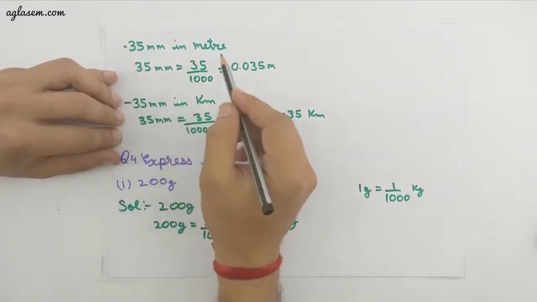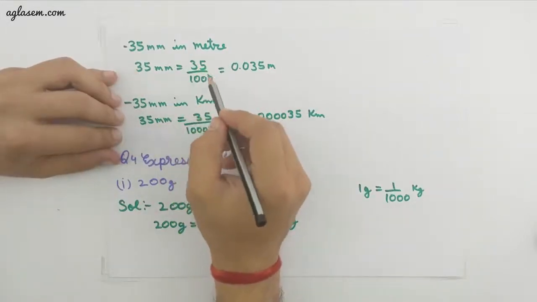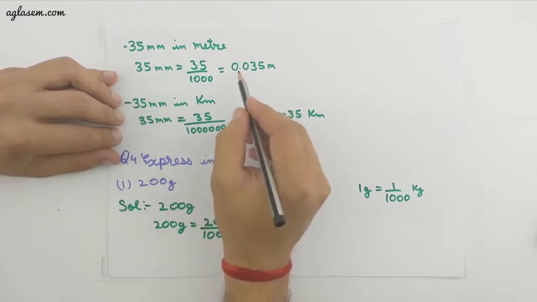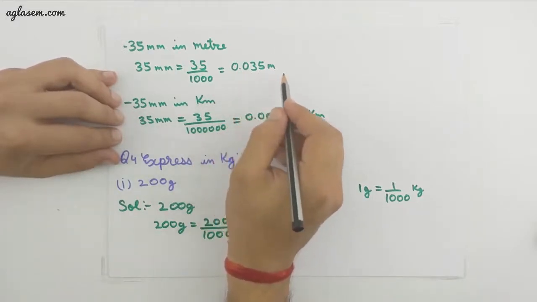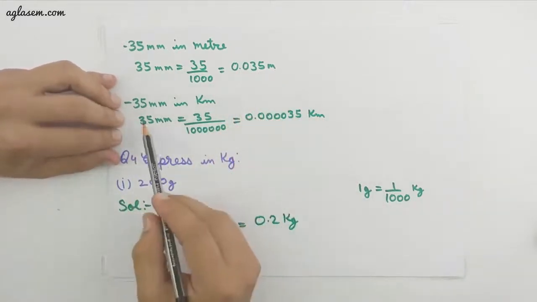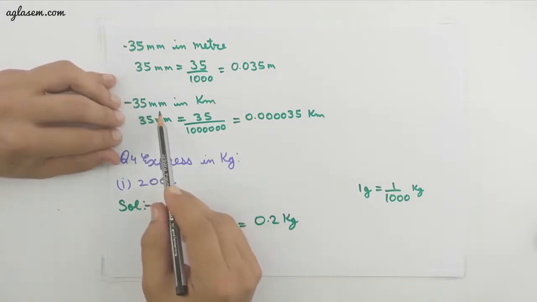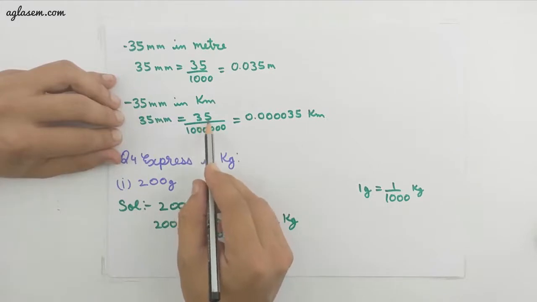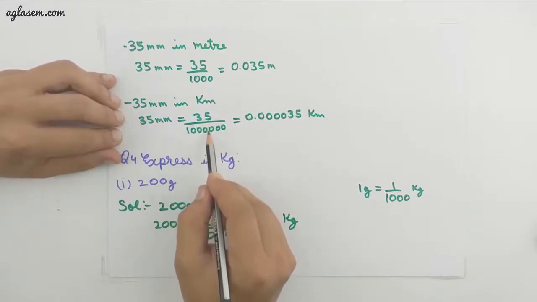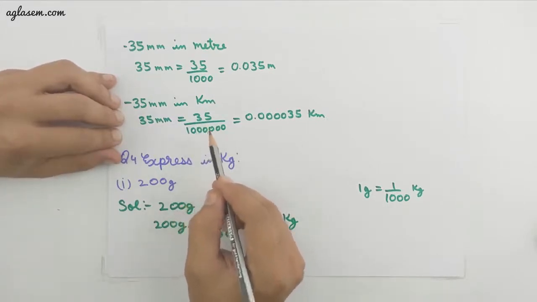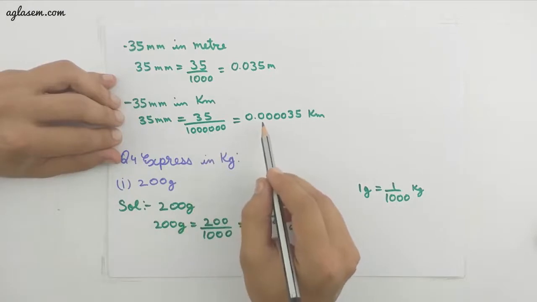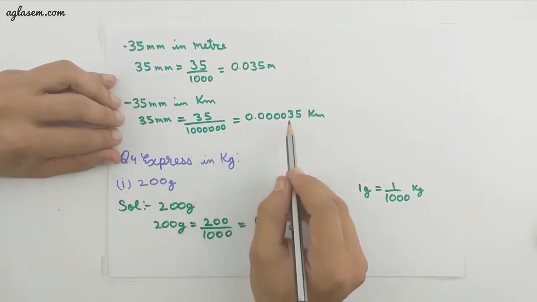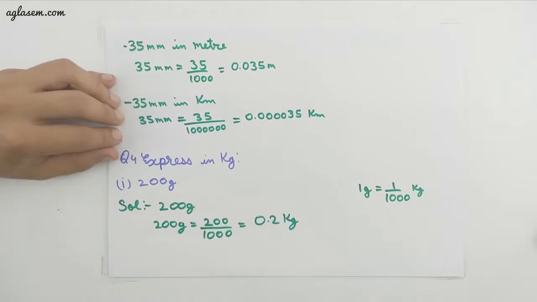35 millimeter in meter will be 35 upon 1000, that will be 0.035 meters. For converting 35 millimeter into kilometer, we have to divide 35 by 10 lakh. So that will be 0.000035 kilometers.